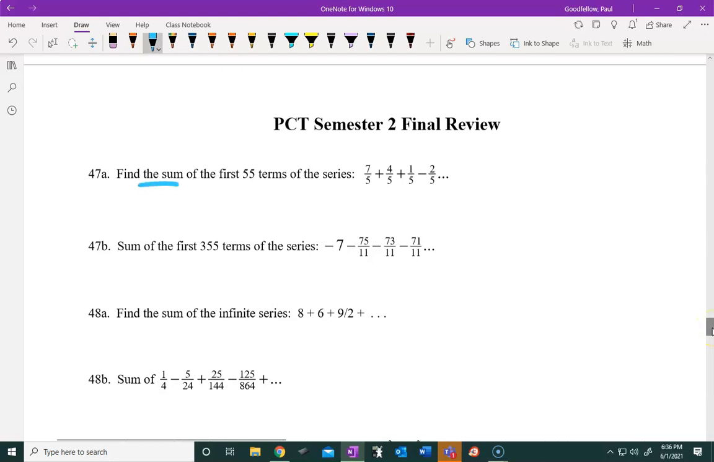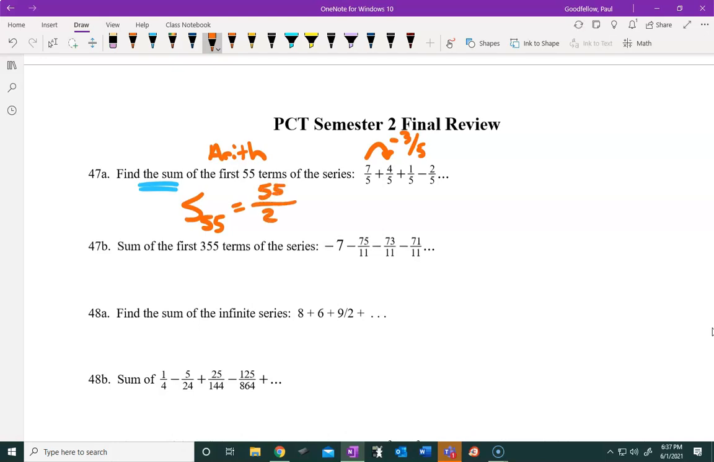Sums are where usually people struggle the most. Ultimately, they still forget that they're trying to do arithmetic or geometric. That's going down by negative 3/5. That's arithmetic. And the arithmetic sum formula for the first 55 terms is 55 divided by 2 times the first term, which is 7/5, plus the 55th term. So you've got to do the 55th term on a separate problem. 7/5 plus 54 times negative 3/5.